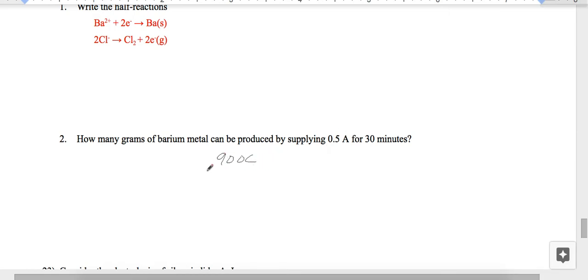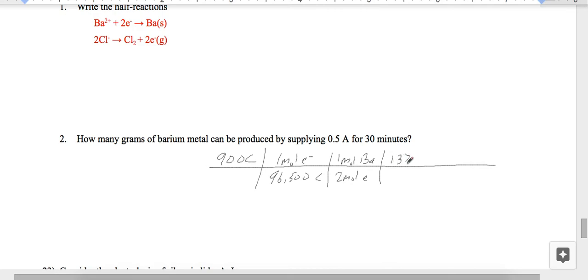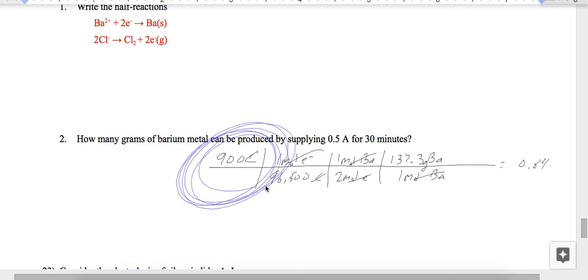So then we would go through the entire process and get the same thing. So let me do this here. 96,500 coulombs, 1 mole of electrons. The answer is the same. I was just looking at the wrong coulombs thing. Then we have 1 mole over 2 moles. That's electrons. That's barium. And then we have, same thing, 137.3 grams barium, that's 1 mole of barium. So cancel all again. And we end up with 0.64. It's just this part right here. That one changed right there.